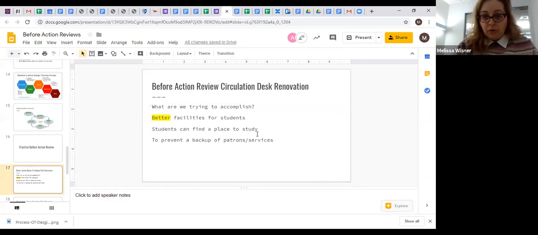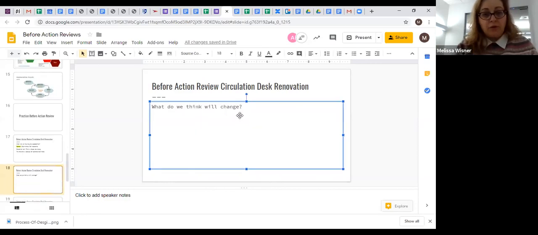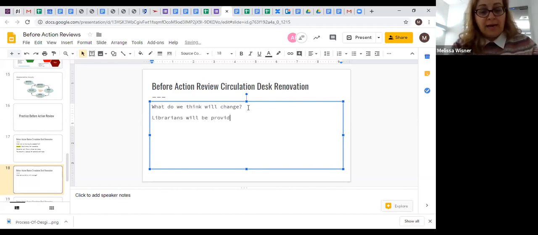So we can move to the next question, which is, what do we think will change? So technically, this other bit of librarians can provide more instruction sessions to students. That is definitely something we can put in the accomplishment board, but we could also, just for the sake of today, say librarians will be providing more instruction, because if they can, it means they're likely to.